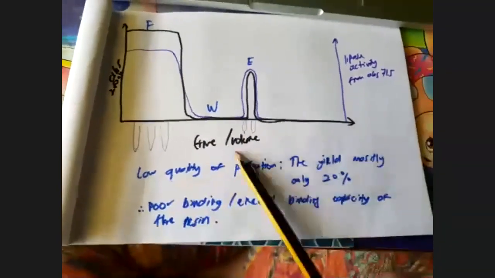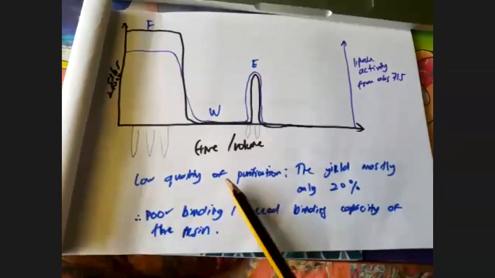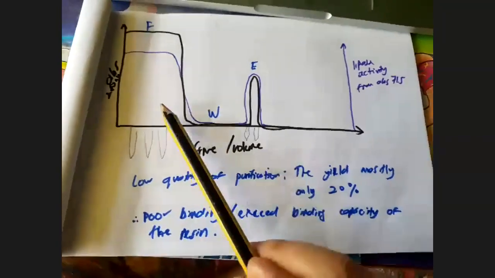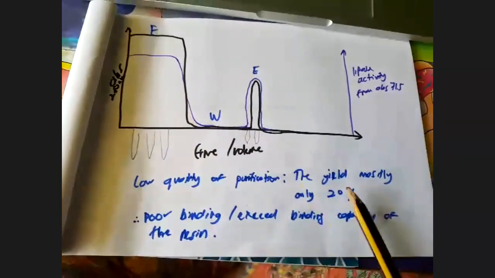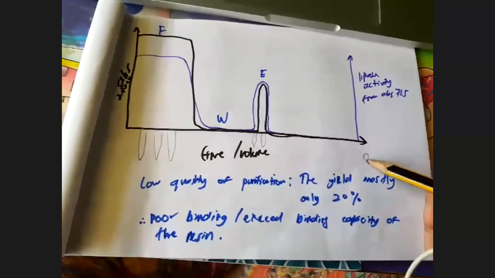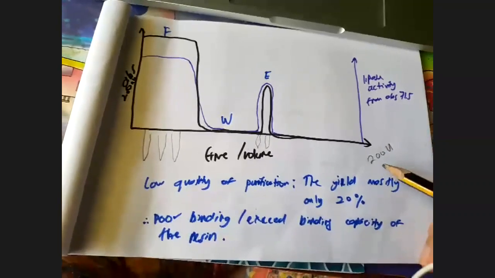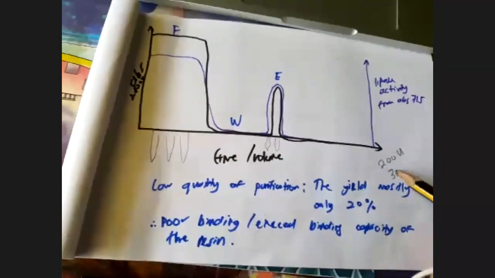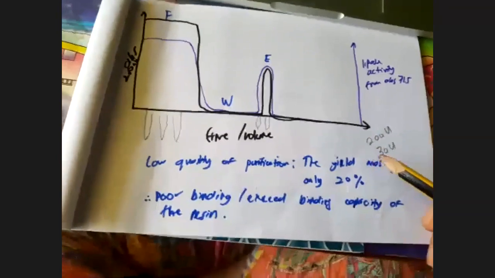Okay, so what we can see here is because of low quality of purification. The yield, I would say, is mostly only 20% because the majority of the protein, the majority of the lipase, is lost here. Okay, what is left? Only 20%. Like we discussed earlier, if you started with 200 unit, maybe by the end of the purification, you get only 30 unit or something, or maybe 50 unit. So it is really less. This is what you have got in your purification.